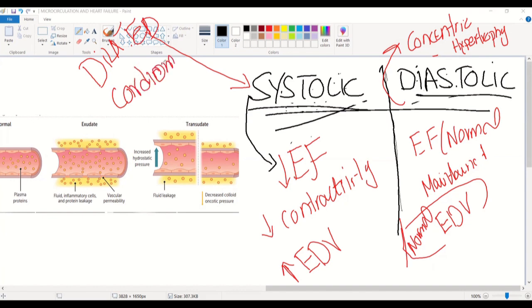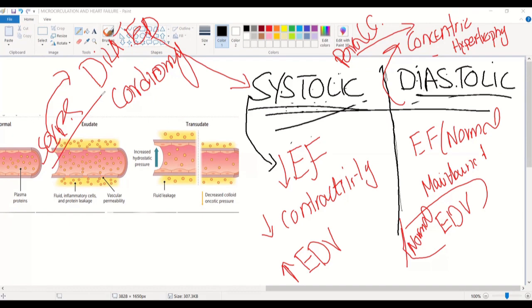So again, this is a very high yield concept. In concentric hypertrophy, sarcomeres are added in parallel. While in eccentric hypertrophy, which takes place in dilated cardiomyopathy, they are added in series. Right? And the end diastolic volume is normal in diastolic heart failure, not unchanged, because the end diastolic pressure is changed, is increased, right?